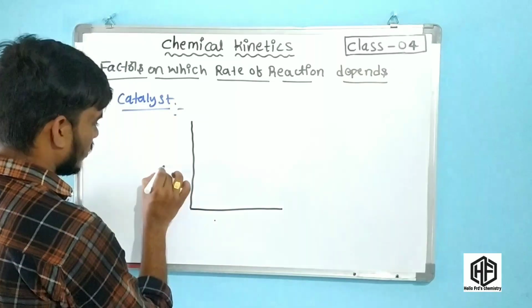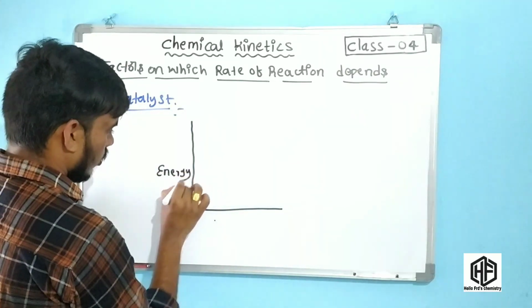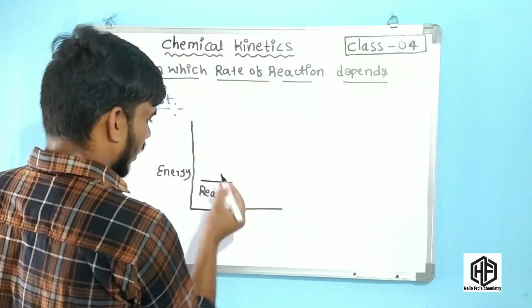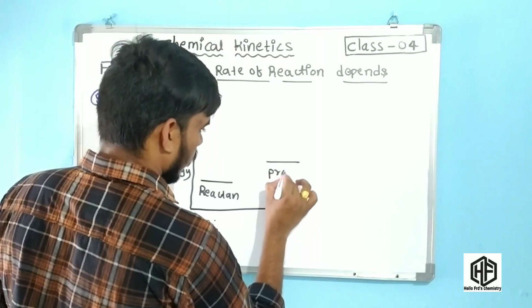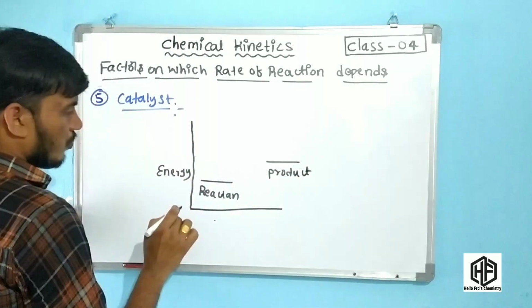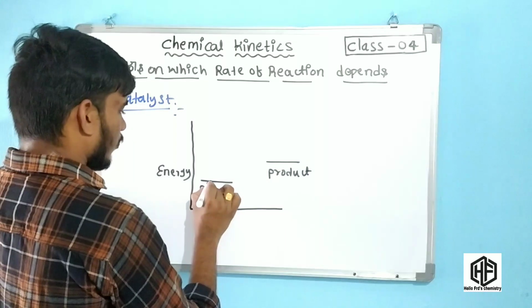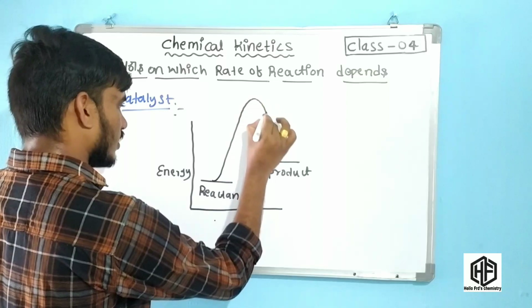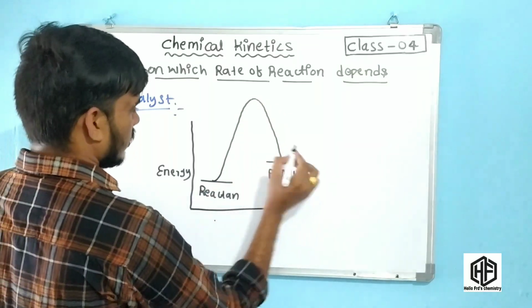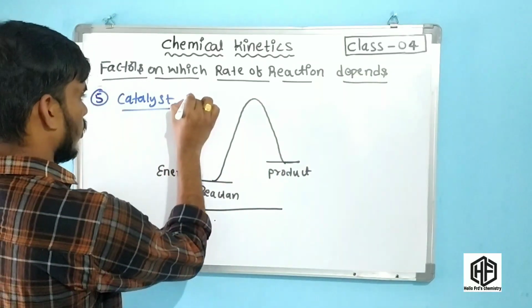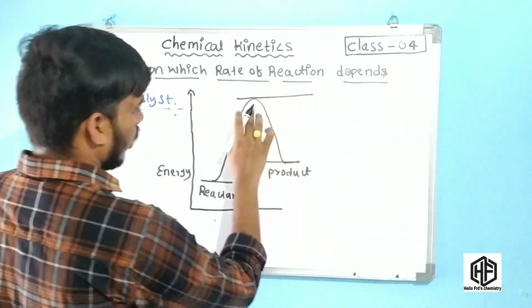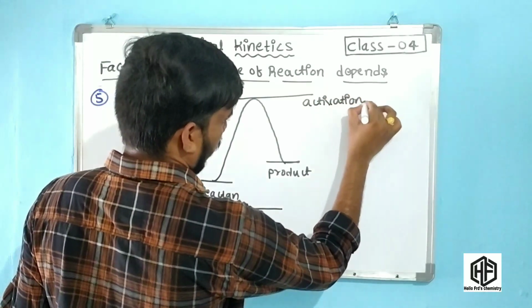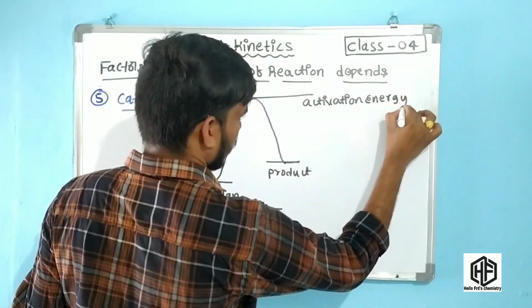This is the rate of reaction. This is energy. Okay friends, the reactant energy is less and the product energy is high. Now the reactant is in the transition state like this, friends. In the transition state like this, product formation is like this. Okay friends, this is the energy. Friends, this is called activation energy.